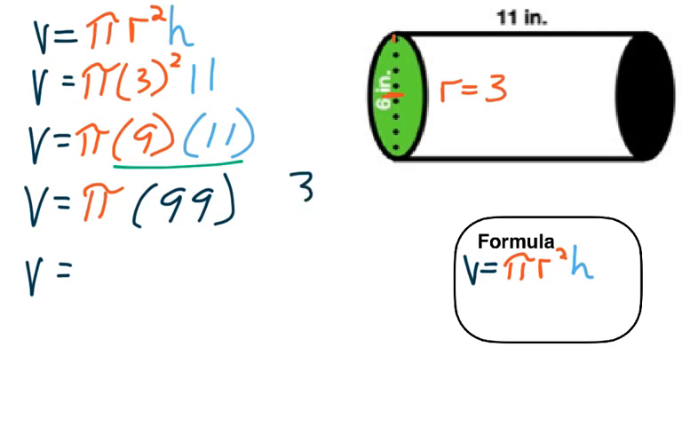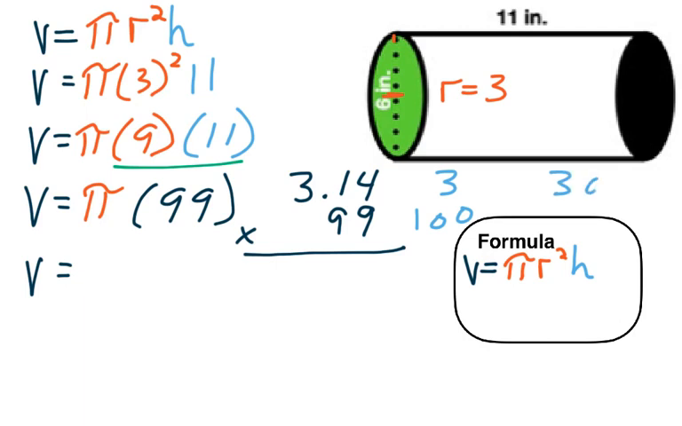So if I set this up as 3.14 times 99, you can do some estimating to get pretty close on your answer on this one. 3.14 is essentially 3, and then 99 is pretty close to 100. 100 times 3 is 300, so I'm just going to write 300 and put it on the side, because I bet our answer is going to be pretty close to 300. Let's multiply it out and finalize this thing.